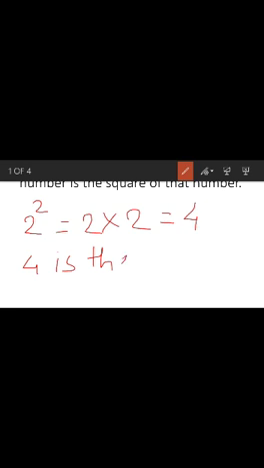See, suppose we take 2 raised to 2. That is 2 multiplied by 2 is equal to 4. This means 4 is the square of 2. And 2 raised to the power of 2 means 2 square.